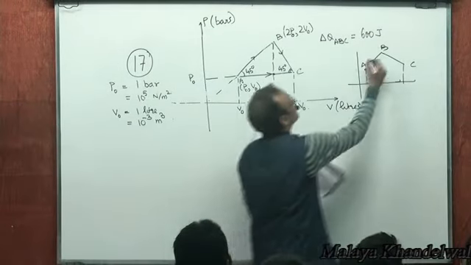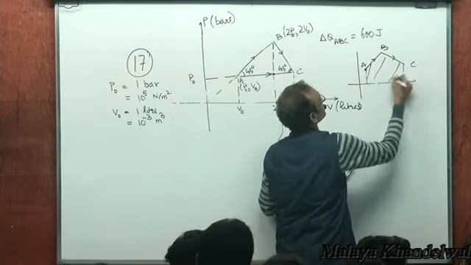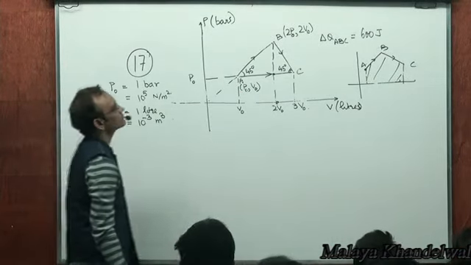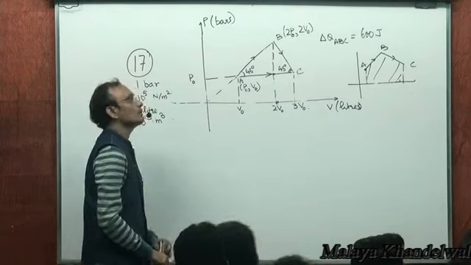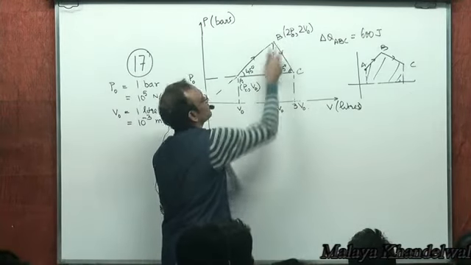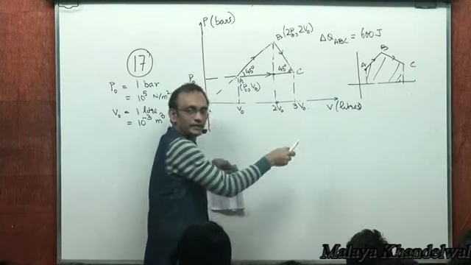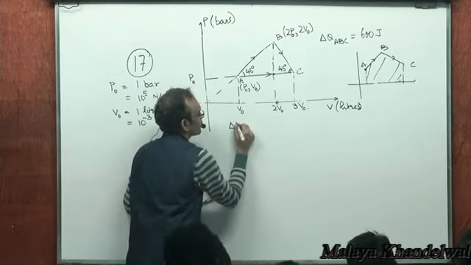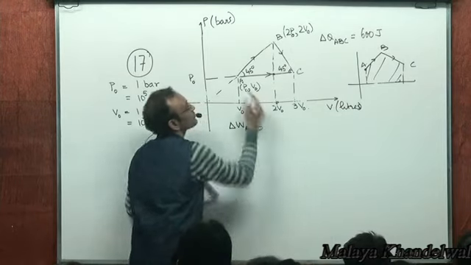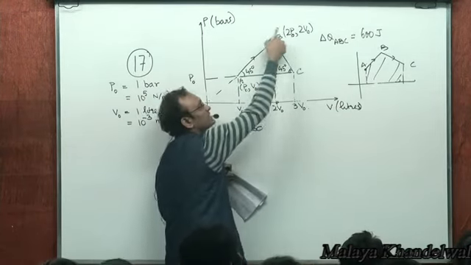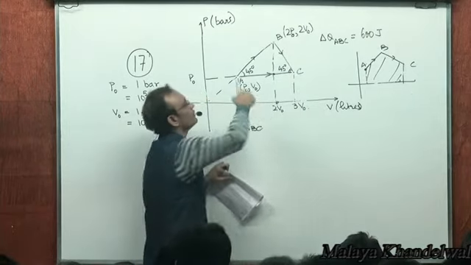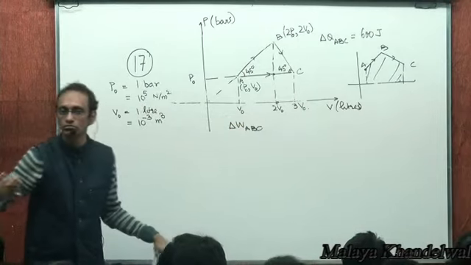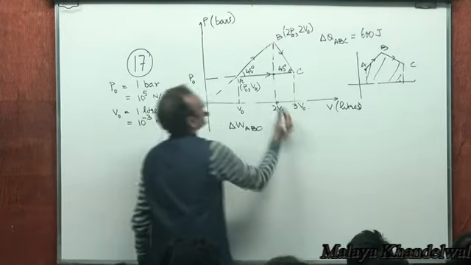Right? In ABC, the work done would be the area of this, which is the area of this trapezium plus the area of this trapezium. So the work done in the process ABC, that means not in the cycle, but in the process A to B to C, would be the area of this trapezium plus the area of this trapezium, yes or no? Yes. What's the area of this trapezium?